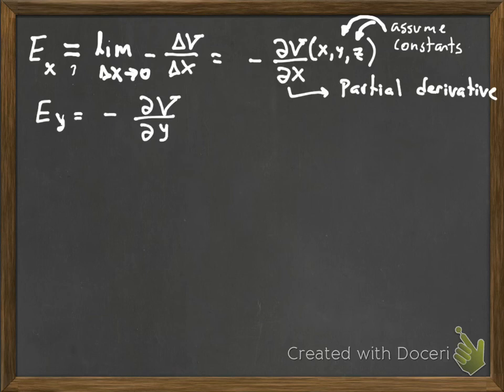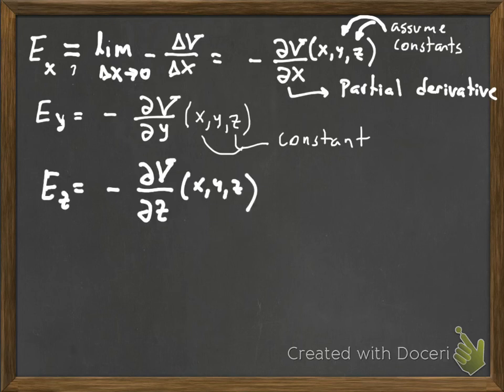Similarly, for the y component of the electric field, we need to take the limit when delta y goes to 0, and that gives us the equation negative partial derivative of the electric potential with respect to y. Again, if the electric potential is a function of x, y, and z, when we take the derivative, we assume that x and z are constants. And the same in 3 dimensions to get the z component of the electric field, in which case, we will take the x and the y coordinates to be constants.